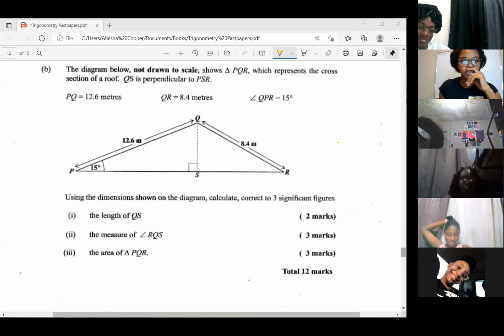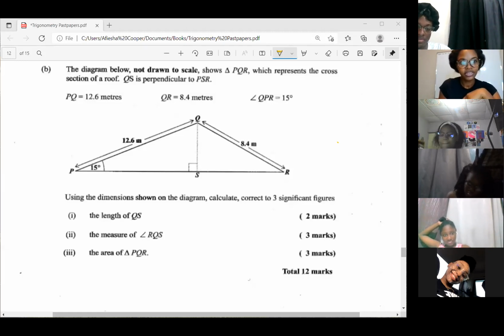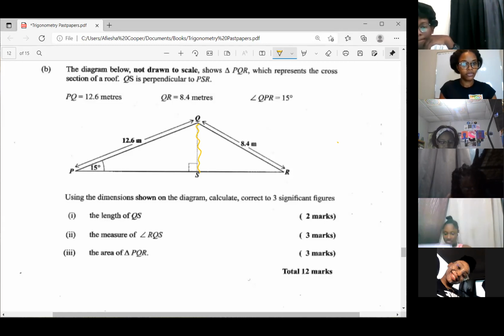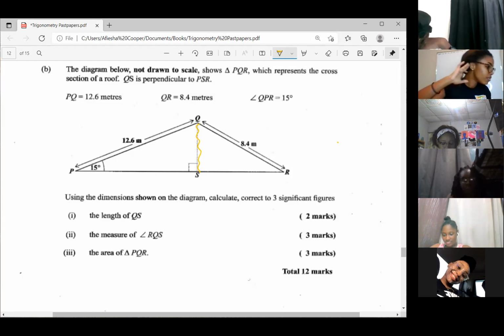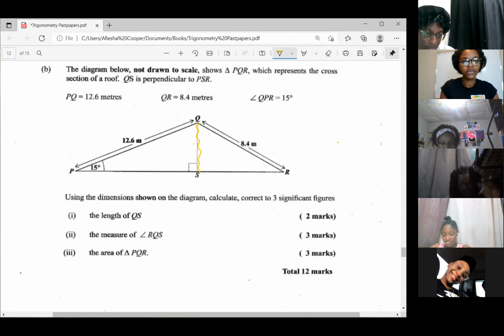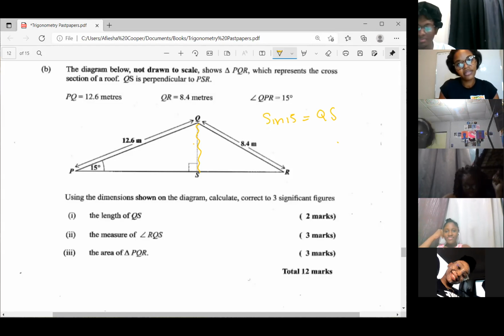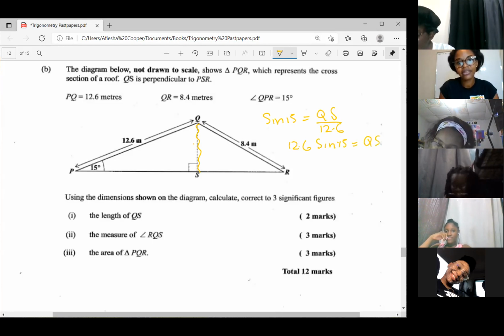So, how to work out QS, which is here. I use sine. All right, opposite over hypotenuse. So sine 15 is equal to QS over 12.6. 12.6 by sine 15 is equal to QS. What's the answer? 3.26 meters.